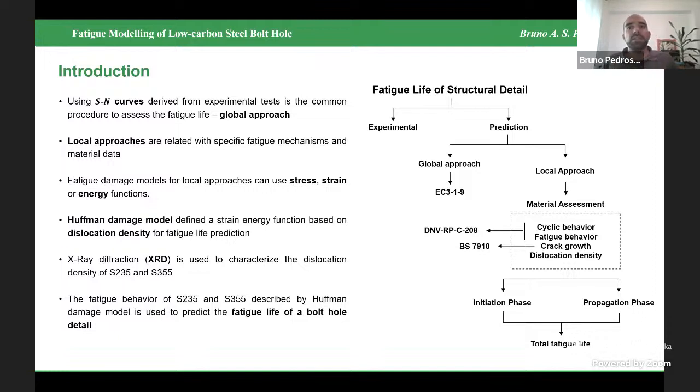So in this investigation, global and local approaches are compared for a structural steel bolt hole detail. The first part was to assess the mechanical and metallographic properties of S235 and S355, essential to define fatigue life predictions based on local models.